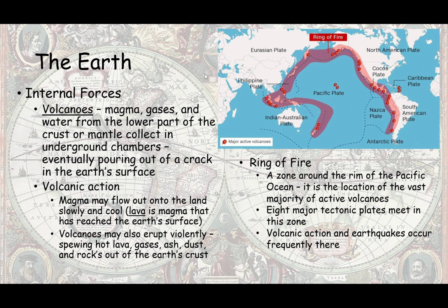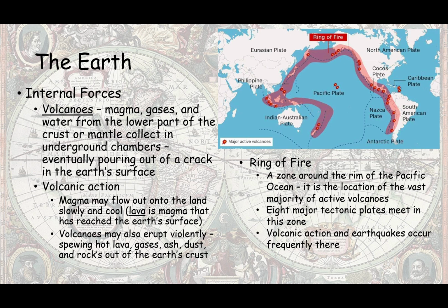We do have volcanoes over in Europe. And again, I don't mean to make it sound like these are the only ones. They're not, but these are the most active. This is where most of our active volcanoes in the world are. And it's interesting because 8 of the major tectonic plates meet in this zone, and you have a lot of volcano and earthquake activity here. Okay, this is an interesting thing.